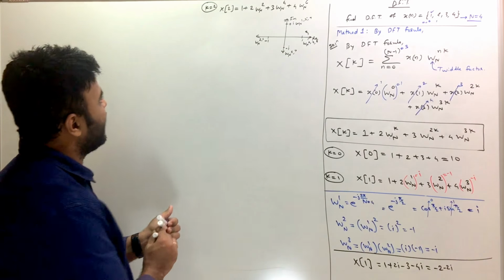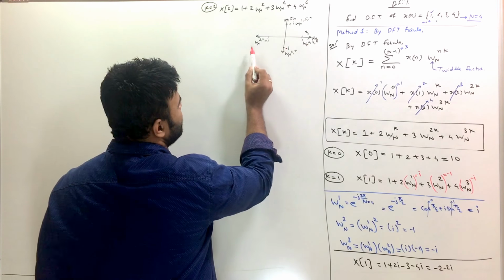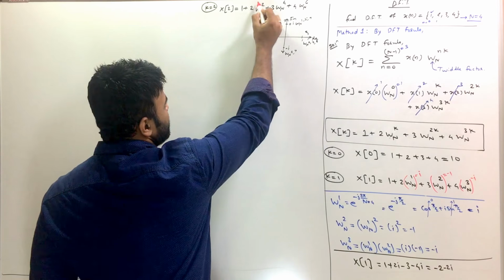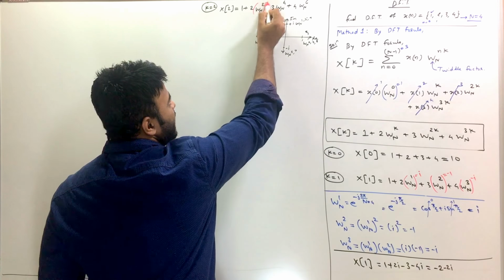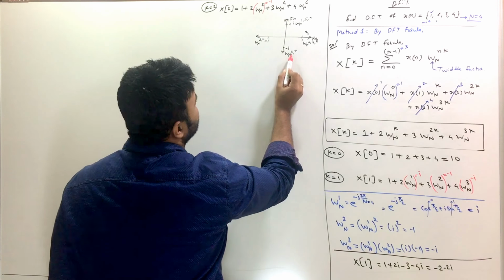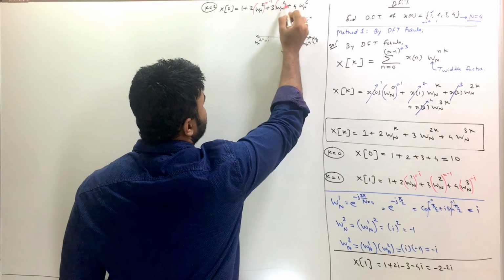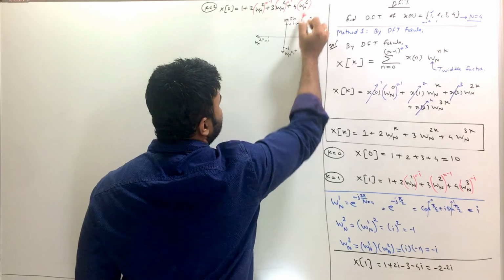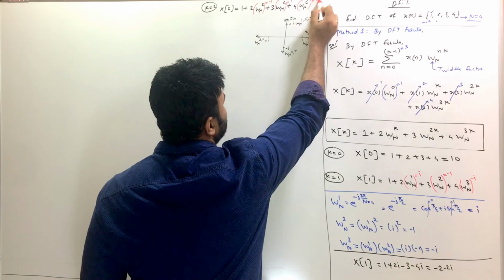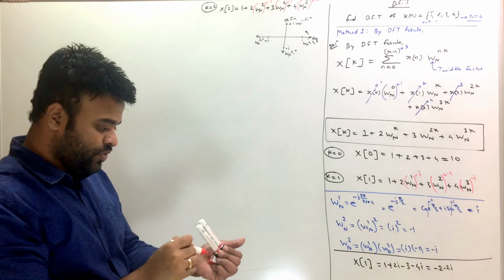So I have the wn raised to 2 value. Where is wn raised to 2? wn raised to 2 is minus 1, so I'm going to use this now. And then I get that minus 1. wn raised to 4 is 1, and wn raised to 6 is also minus 1. Alright, so I got x of 2.